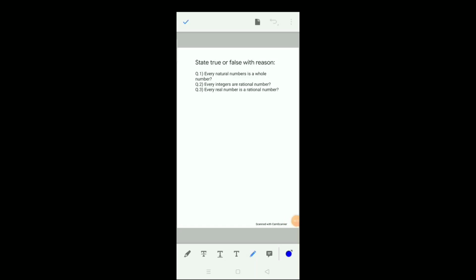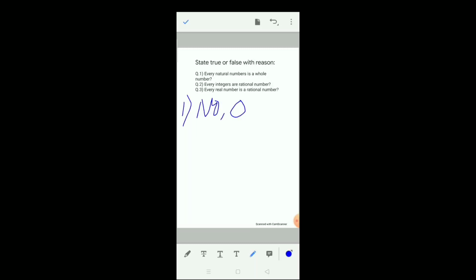Now I would like to ask some questions on the basis of what we have discussed today. So your question is, state true or false with reason. Question number 1 is, every natural number is a whole number. No, yes, correct. Why? Because 0 is a whole number but not a natural number.